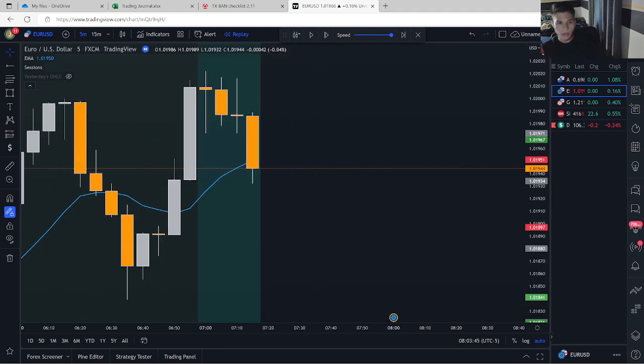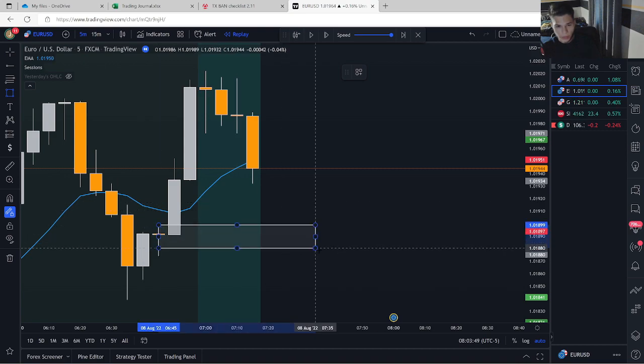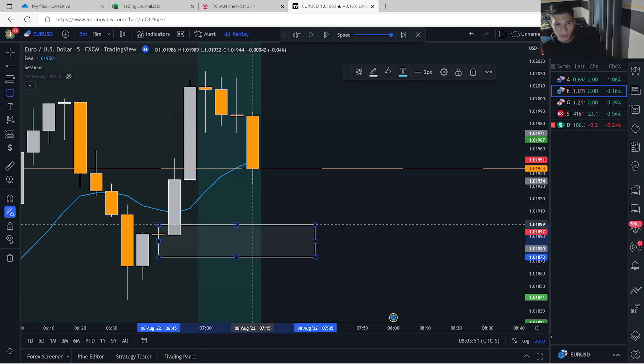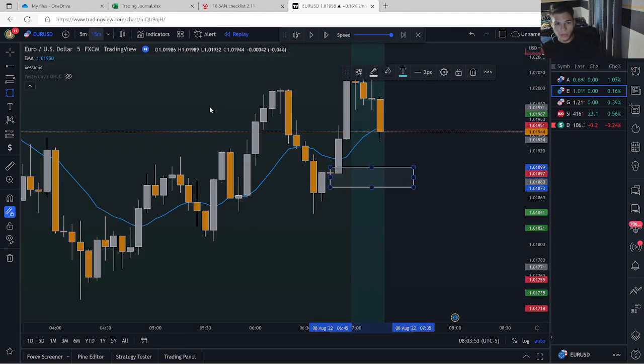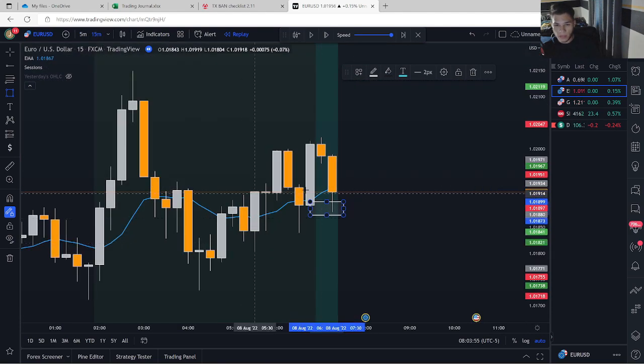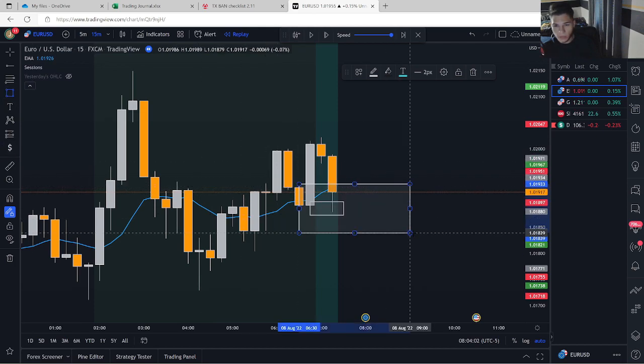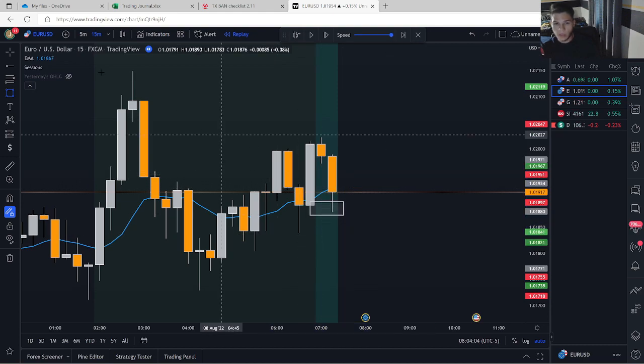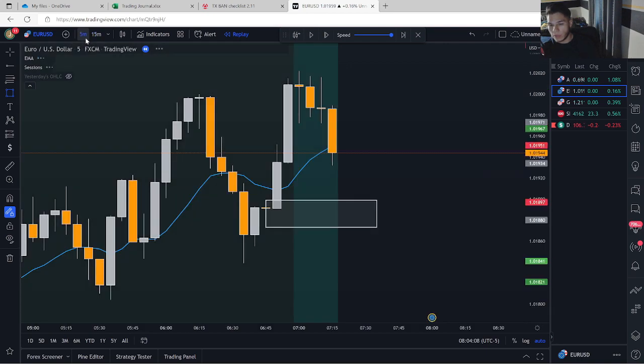So I basically saw this demand right here on EUR/USD, and I also saw that there's a 15-minute demand attached to it as well. So there would be this demand right here, this on the 15-minute, right? So when I see a demand on the 15-minute, I always see if there's a demand on the 5-minute as well. And if there is a demand on the 5-minute, I scale down to the 5-minute.